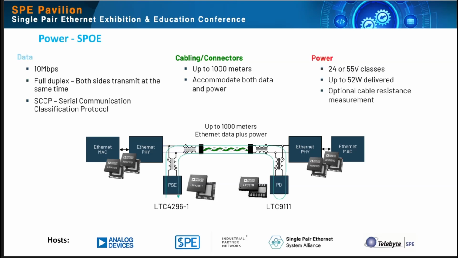So now we look at powering that device. As we have discussed earlier, single pair Ethernet allows for SPoE to power these devices. There's a scheme using SCCP, the serial communication classification protocol, that enables these devices to classify the power device end, and have the PSE and the powered device talk to each other and allow for known power classes. So these power classes range from 24 volts to 55 volts, and we can deliver up to 52 watts over that single pair.